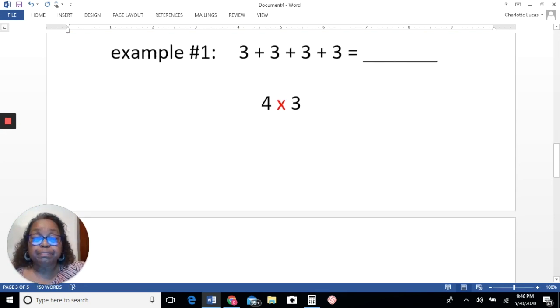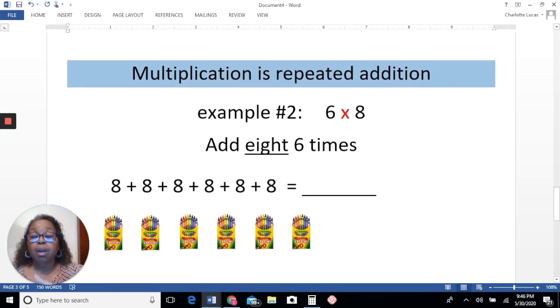Let's take another one. Suppose we had a problem that said Mrs. Lucas has 6 boxes of crayons in her supply closet. Each box of crayon has 8 crayons in it. How many crayons does Mrs. Lucas have altogether? So here you have 6 boxes, and each box has 8 crayons. We could add them up because you want to know how many altogether. You know you could add them and add 8 plus 8 plus 8 plus 8 plus 8 plus 8.